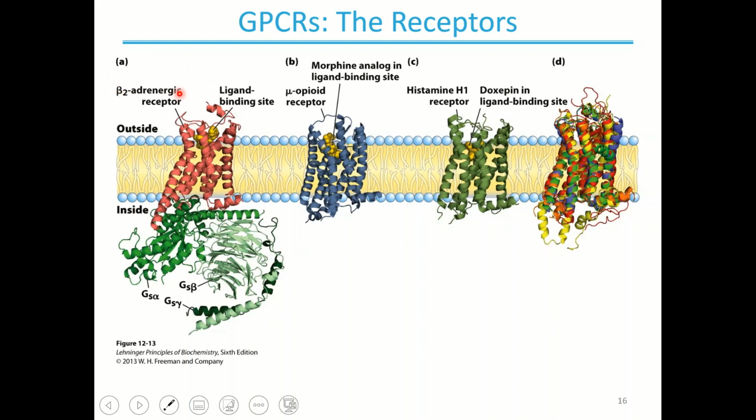So here is the beta 2 adrenergic receptor, and this is the one we're going to talk about in more detail. Okay, there's also opioid receptors like this. Histamine receptors are also G protein coupled receptors. Okay, the G protein here is shown: G sub S alpha, G sub S beta, and G sub S gamma.